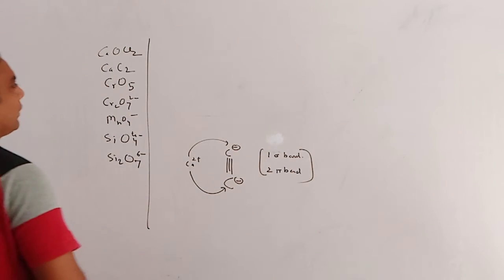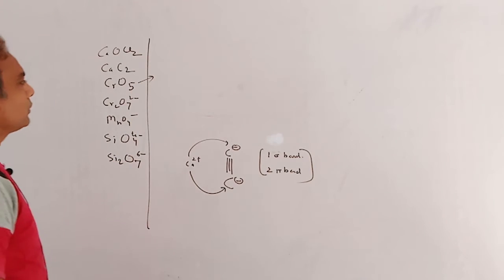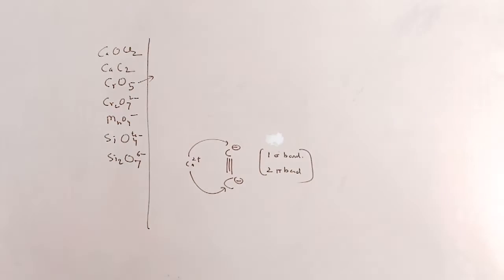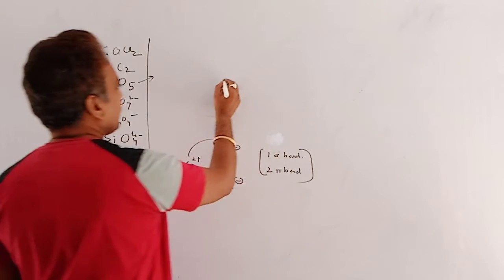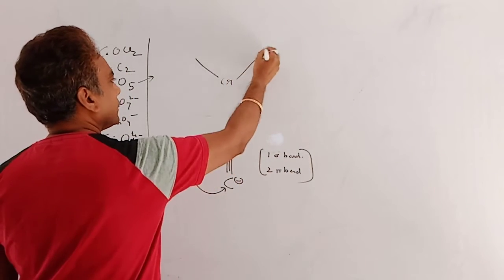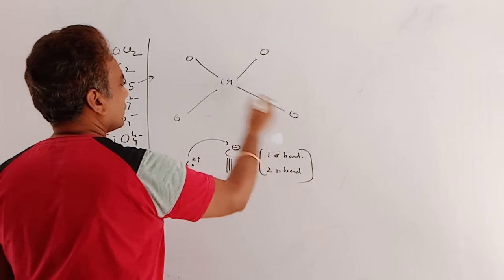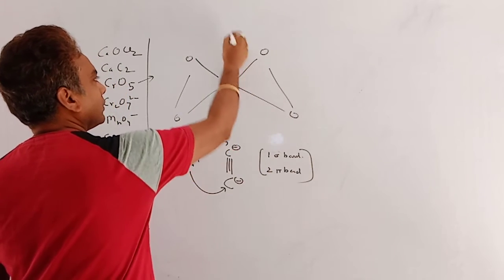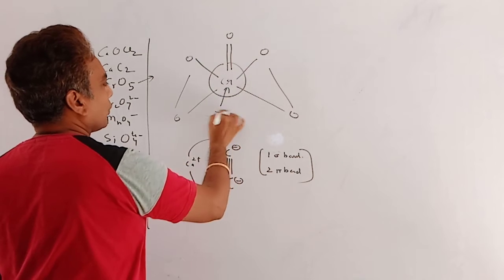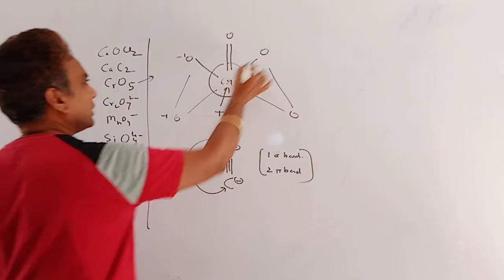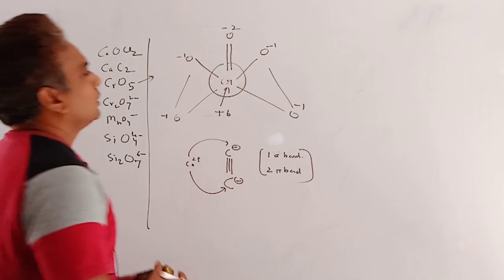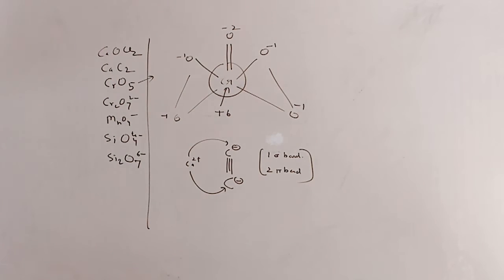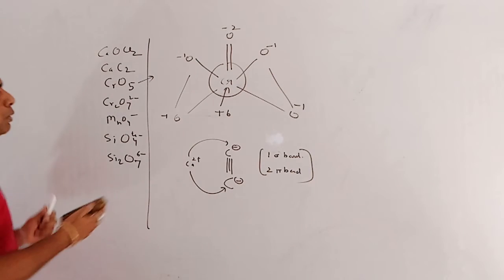Now CrO5, the dot structure of CrO5 is the butterfly structure, the most important dot structure like this. The oxidation state of chromium is +6 since all these oxygens are peroxy oxygens and this one is a normal oxygen. Many times asked, the oxidation state of chromium in case of CrO5.